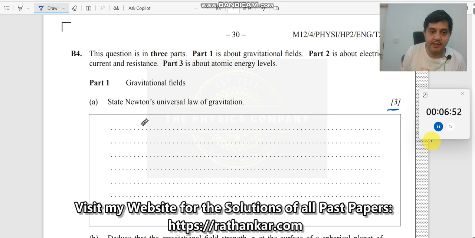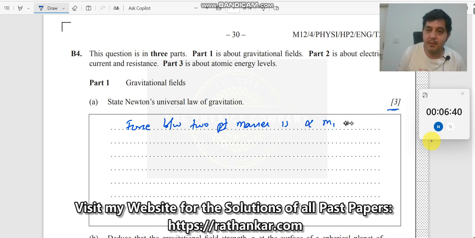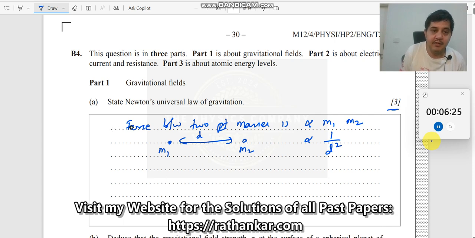So what you need to do first is the statement. What is the statement? Force between 2 point masses is directly proportional to the product of the masses and inversely proportional to the square of the distance between the two. You need to put 2 dots over here and say this is mass m1, mass m2, this is the distance over here. Okay, so this is the first thing that you need to write. It's force. Okay, this is the first point.